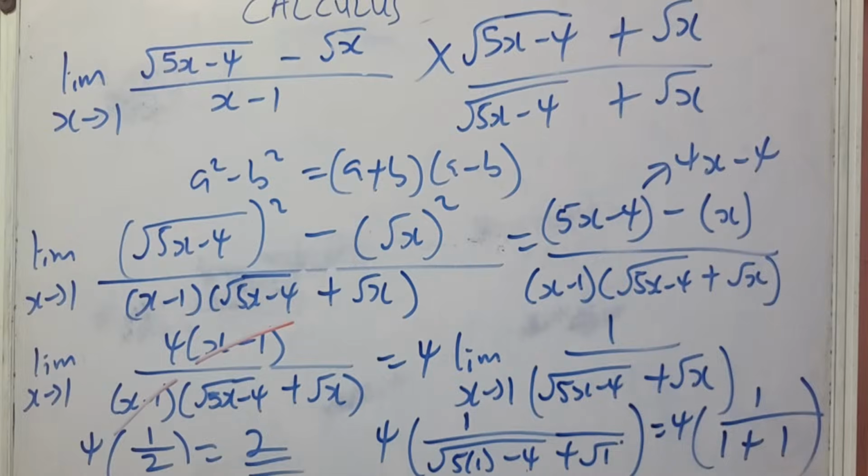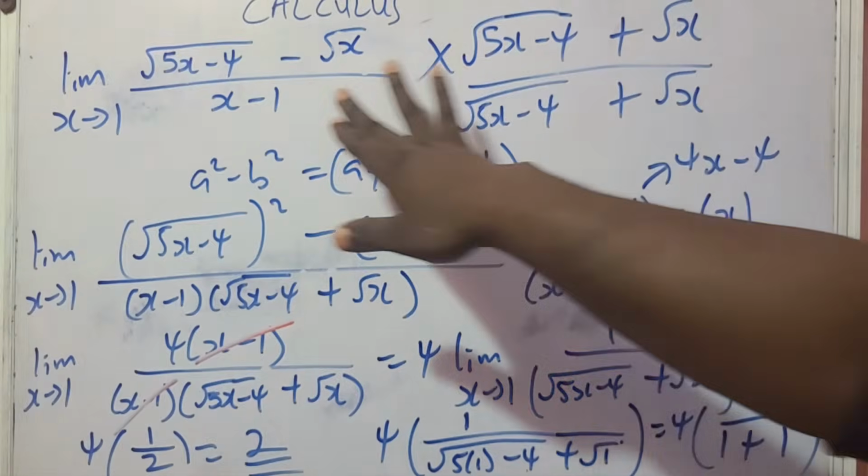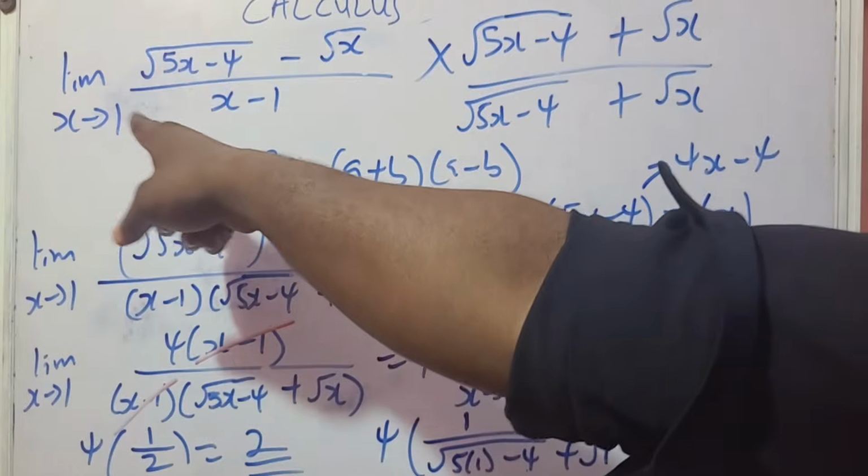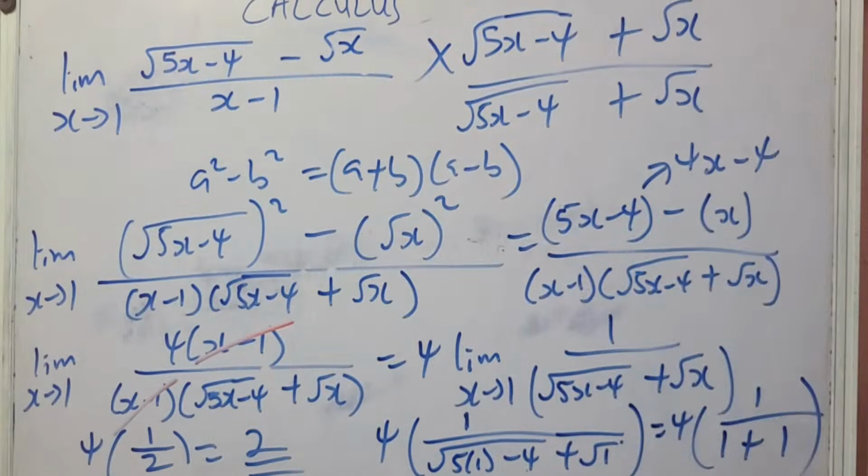Let me just try and run through this because some people are probably still trying to understand it. Look at it now. This was the question they gave me. They said the limit of this function as x was tending to 1. They gave me this. All right, I want to use simplification. I'm not using L'Hopital or anything. I want to use simplification.